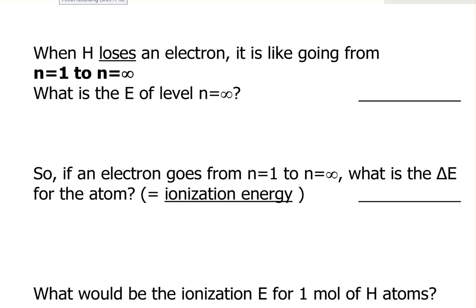Now we're going to look at the energy of an electron when it totally leaves the atom, not just going up to a higher energy level, but totally leaving. That would be like it going to n equals infinity, up to a higher and higher number until it has totally left. So let's consider what happens to our equation.